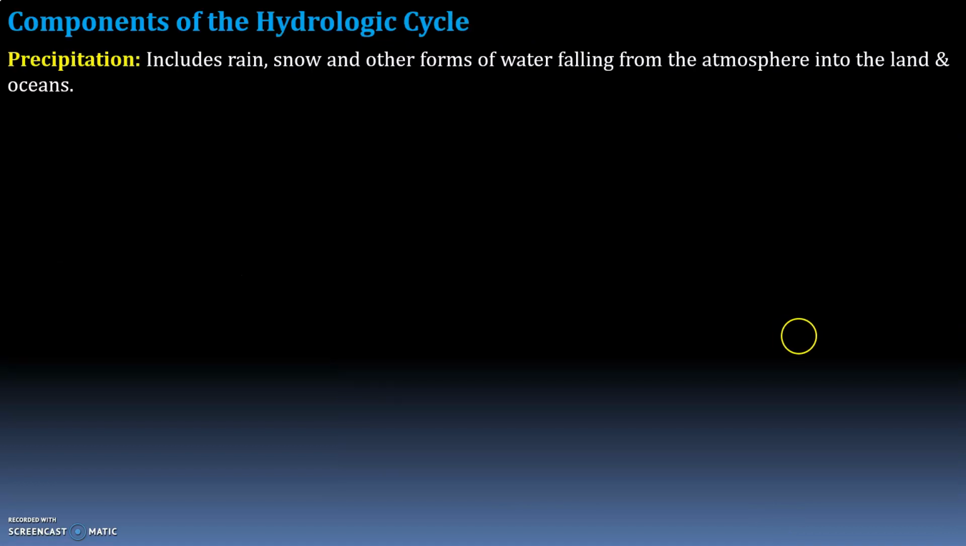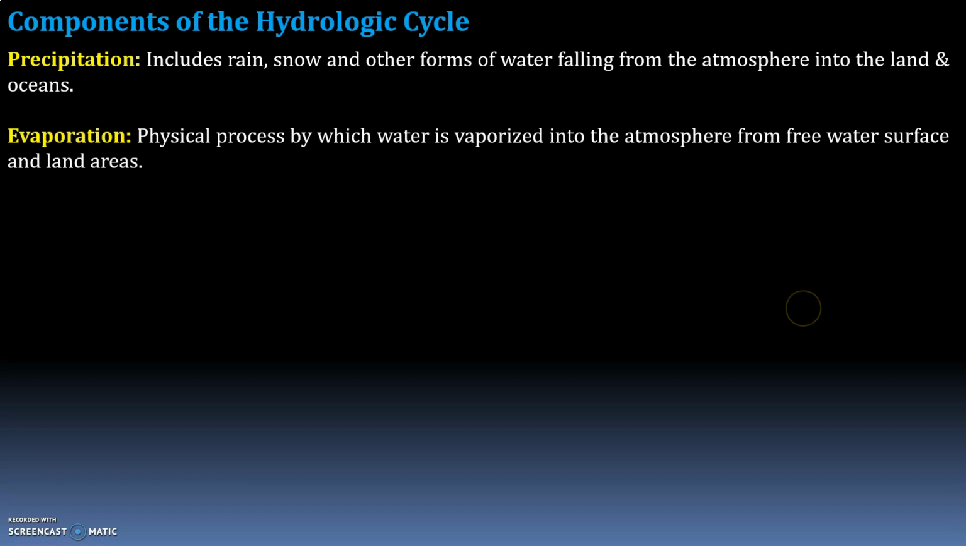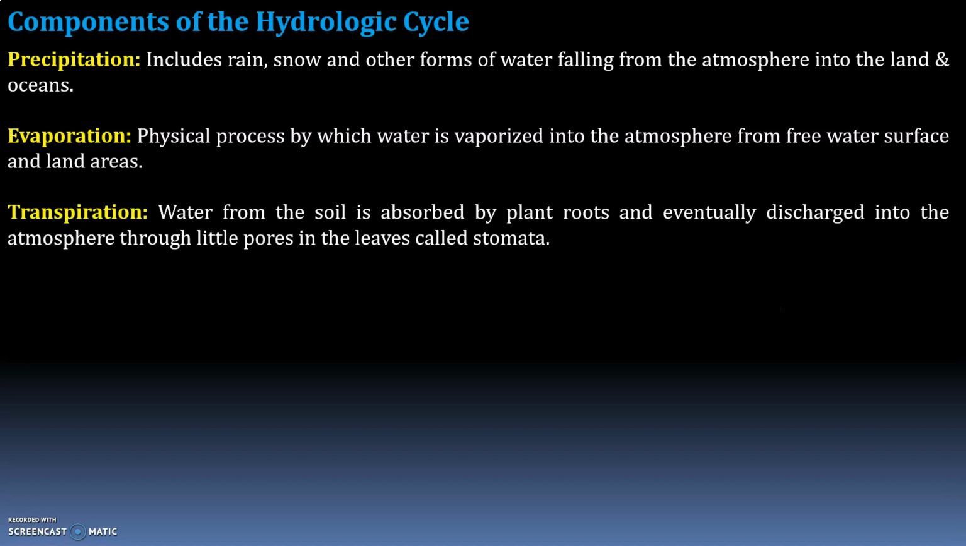Let us see one by one. Precipitation includes rain, snow, and other forms of water falling from the atmosphere into the land and oceans. Evaporation is the physical process by which water is vaporized into the atmosphere from free water surface and land areas. Transpiration: water from the soil is absorbed by plant roots and eventually discharged into the atmosphere through little pores in the leaves called stomata.